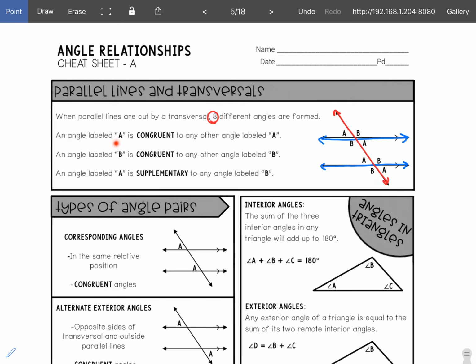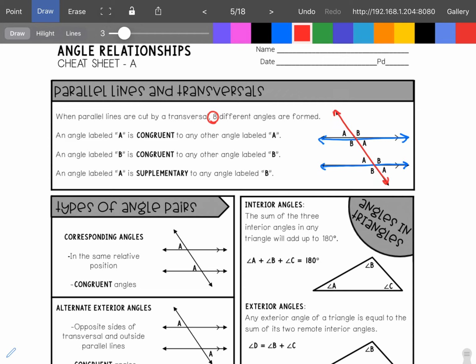An angle labeled A is congruent to any other angle labeled A. An angle labeled B is congruent to any other angle labeled B. An angle labeled A is supplementary to any angle labeled B. So you should be filling in these 3 blanks.